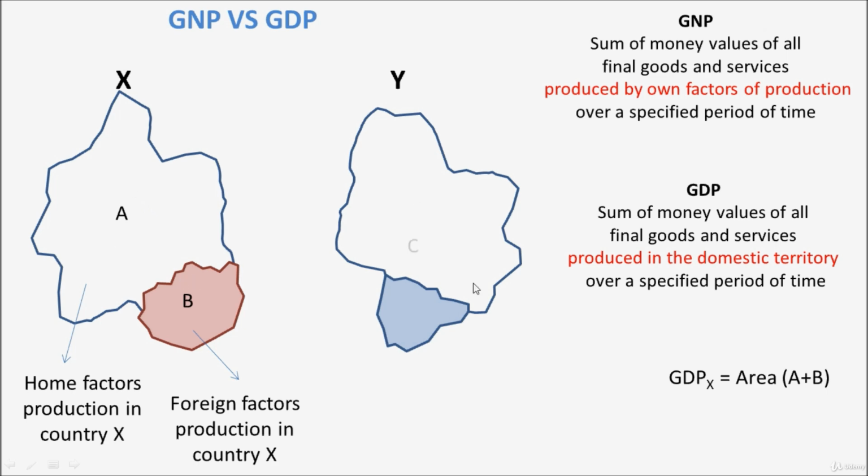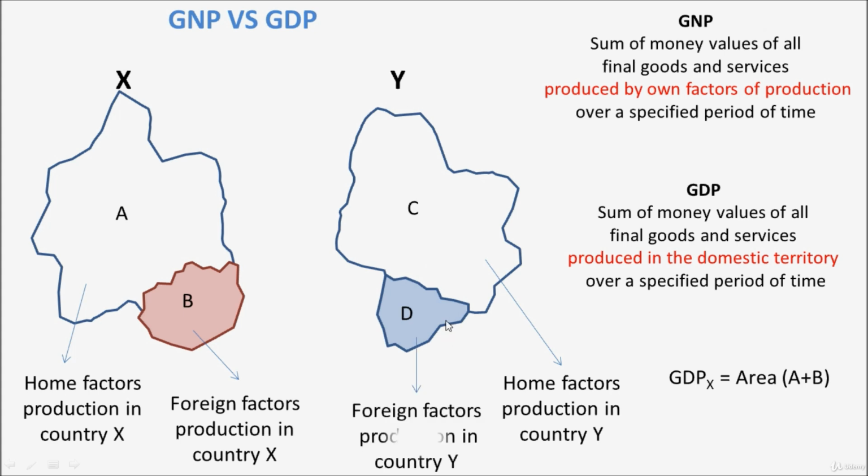Similarly, area C measures the production of the factors of country Y, thus home factors production of country Y. And area D shows the production of the factors of country X within the domestic territory of country Y, and thus foreign factors production in country Y. Therefore, GDP of country Y will be the sum of area C and area D.